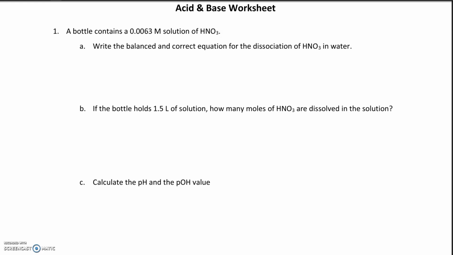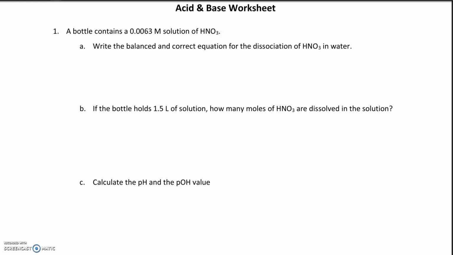Alright, so let's start with number 1. A bottle contains a 0.0063 molar solution of nitric acid. HNO3 is nitric acid. Now, A. Write the balanced and correct equation for the dissociation of HNO3 in water. So, the dissociation reaction of nitric acid.